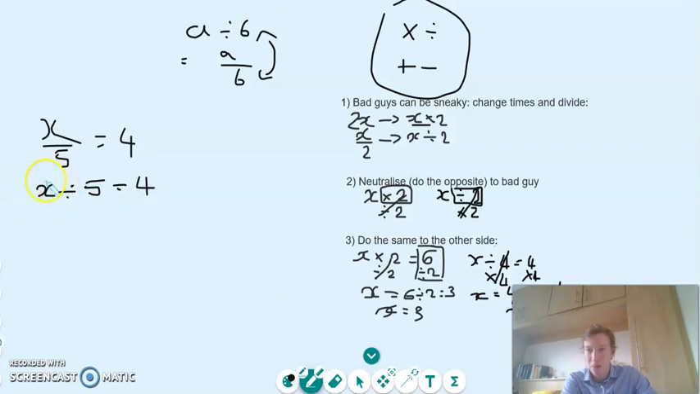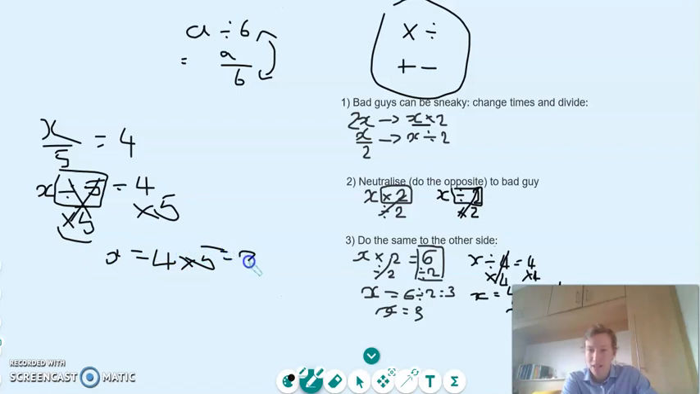And now remember us, bad guy to try and get rid of. Step 2, we neutralize it. So what's the opposite of divide? It's times. So just change the sign, x times 5, and that cancels out. And then step 3, do the same to the other side. So if we're timesing by 5 on this side, we've got a times by 5 on this side. So x is 4 times 5, and that is 20. So our final answer is that x is 20.